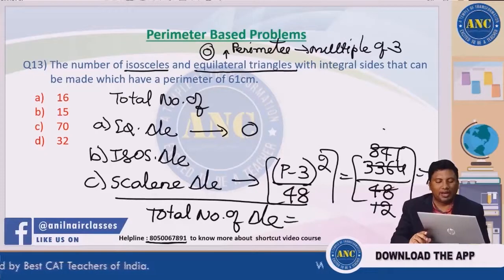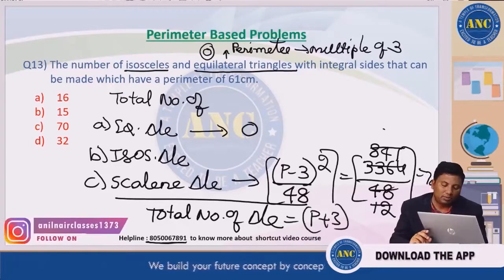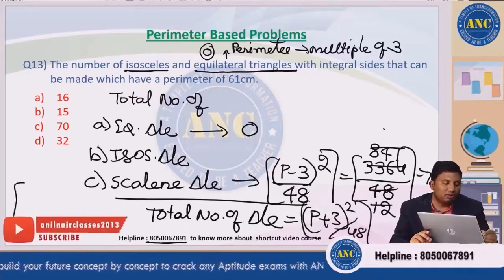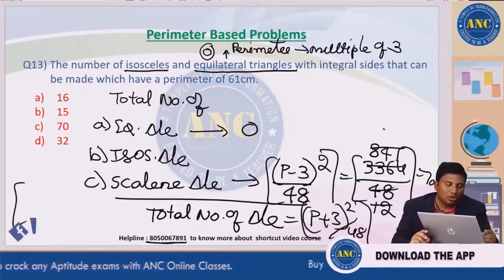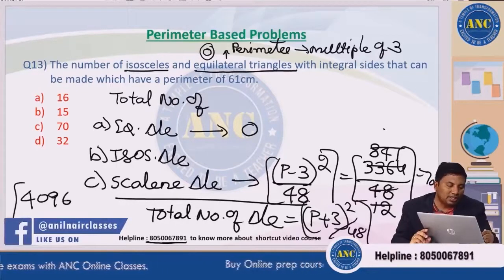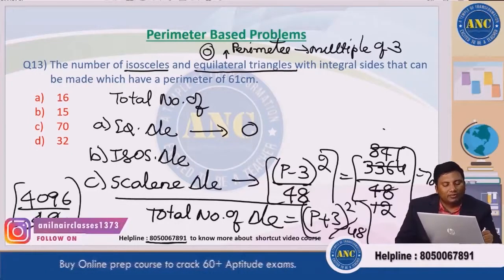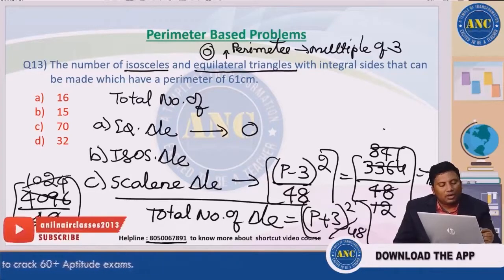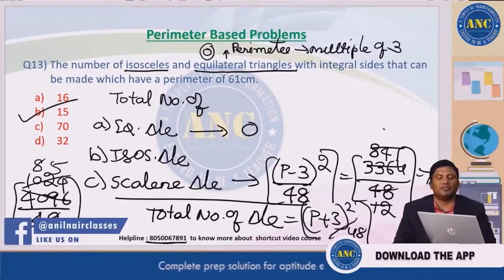Total number of triangles if the perimeter is odd is (p plus 3) whole square by 48, nearest integer value. 64 whole square is 2 power 12, 4096, divided by 48. That gives 85. So 85 minus 70 is 15.